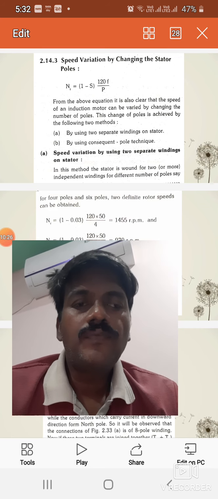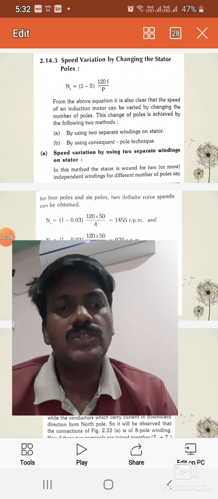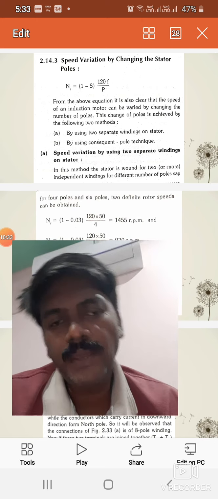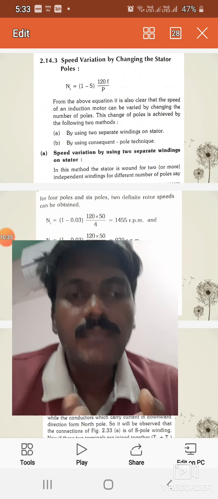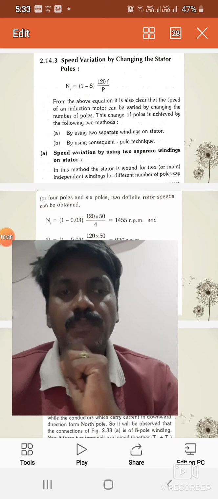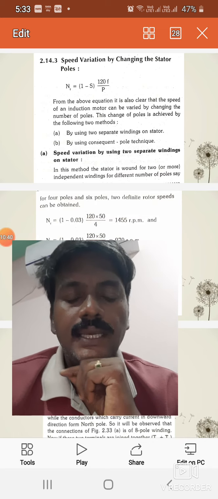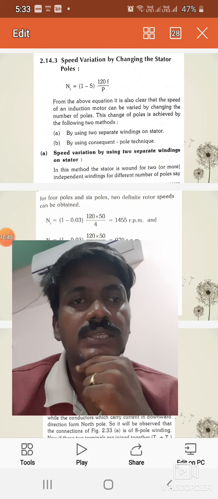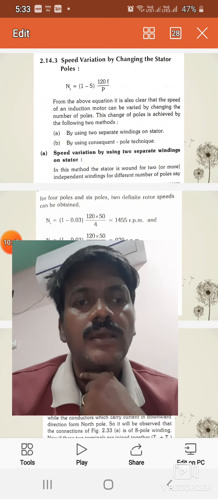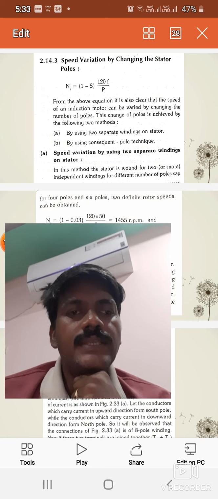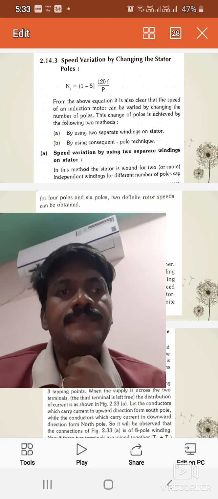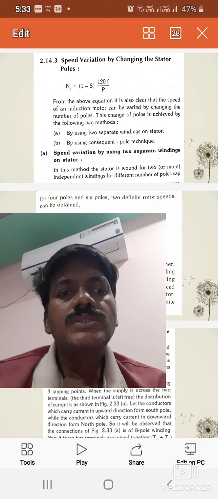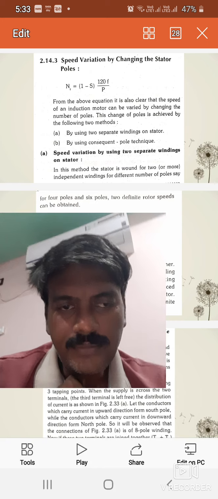Speed of induction motor Nr is equal to Ns times (1 minus s), where Ns is 120 F by P. So if you change the number of poles, automatically speed changes, right? So there are two methods. One is by using two separate windings on stator, or by consequent pole technique method.